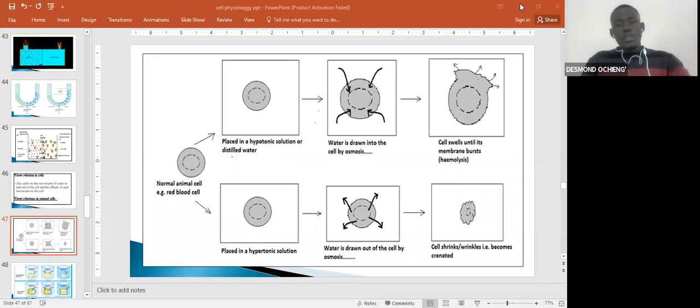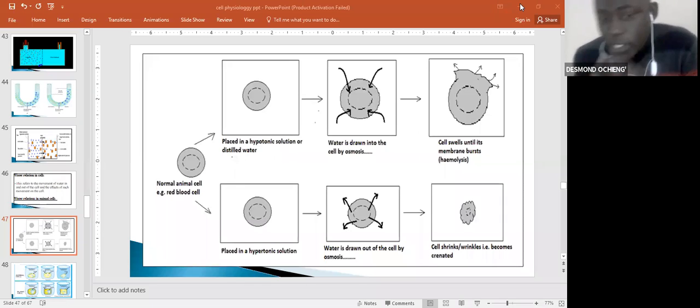Because of what we have seen here, the crenation and hemolysis, it is always important for the body cells, the body fluids and the plasma.